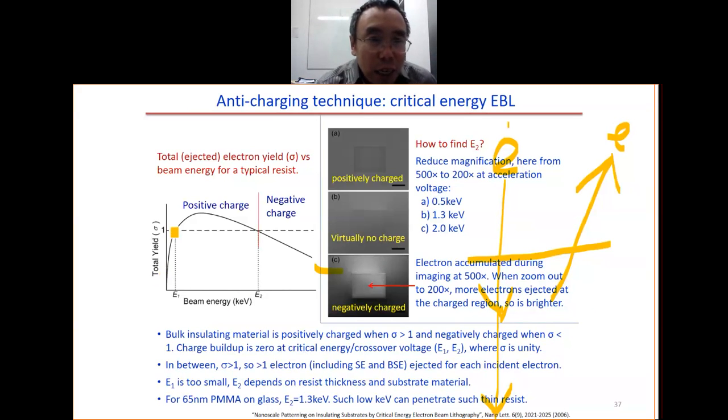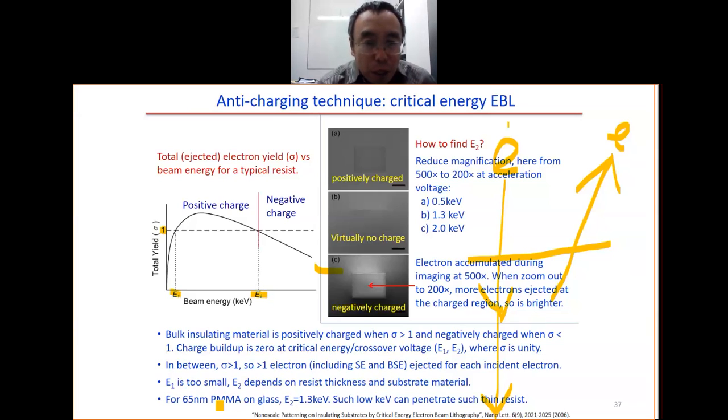So overall, you get this kind of curve, and this is 1. The number 1 means one electron comes in and one electron comes out. This way, there will be no charging. There are two energies where sigma equals 1, the E1 and E2 values. But E1 is too low and not useful, so E2 can be the range for electron beam lithography.